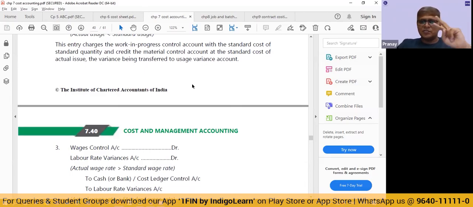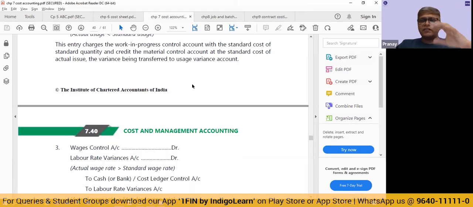And what are the reasons for differences? The reasons for differences are broadly two, or rather we can say three. One is financial nature expenses. For example, bad debts. Bad debts you will account in finance. You will not account in costing. So such adjustments we will have to do. Second is your overheads.